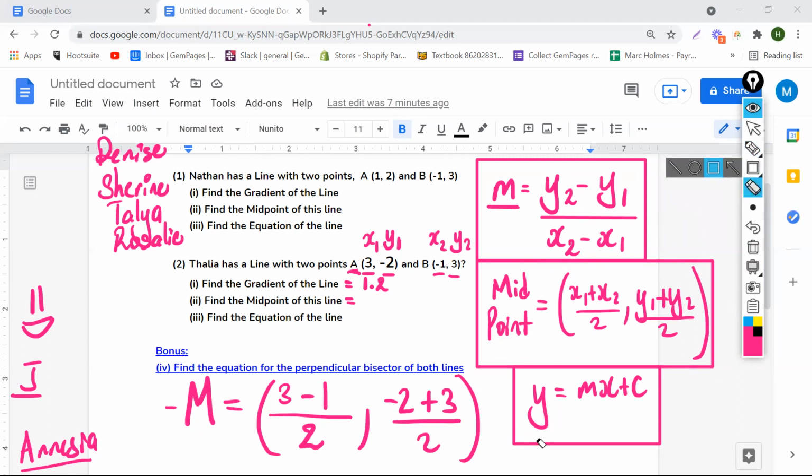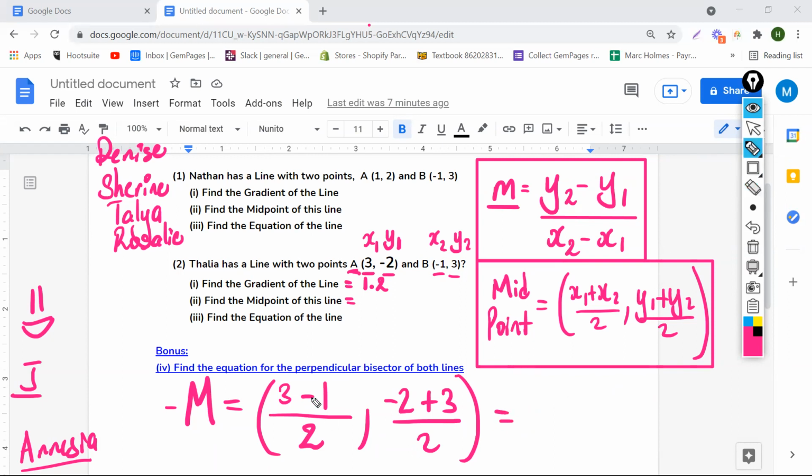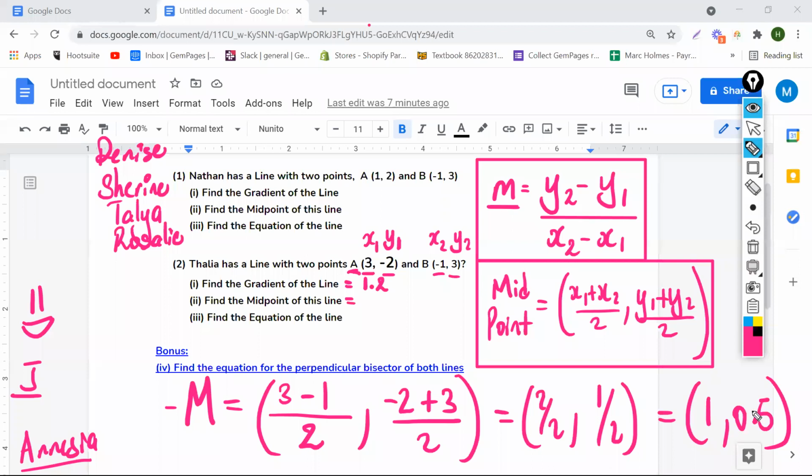So let me just clear this for a moment. We should end up with 3 minus 1 is 2, so you're going to end up with 2 over 2. And the other point is going to be 1 over 2. So that's actually going to be 1 and 0.5. This is exactly what you should get as your midpoint, 1 and 0.5.